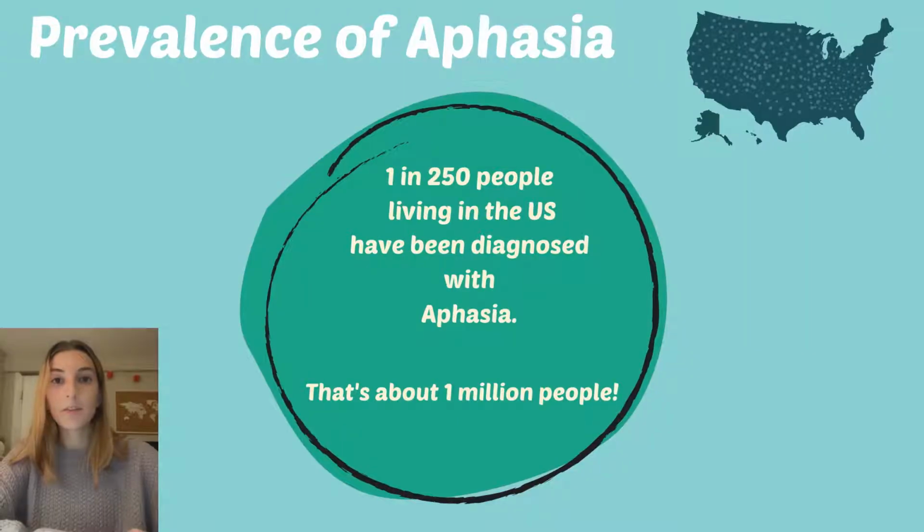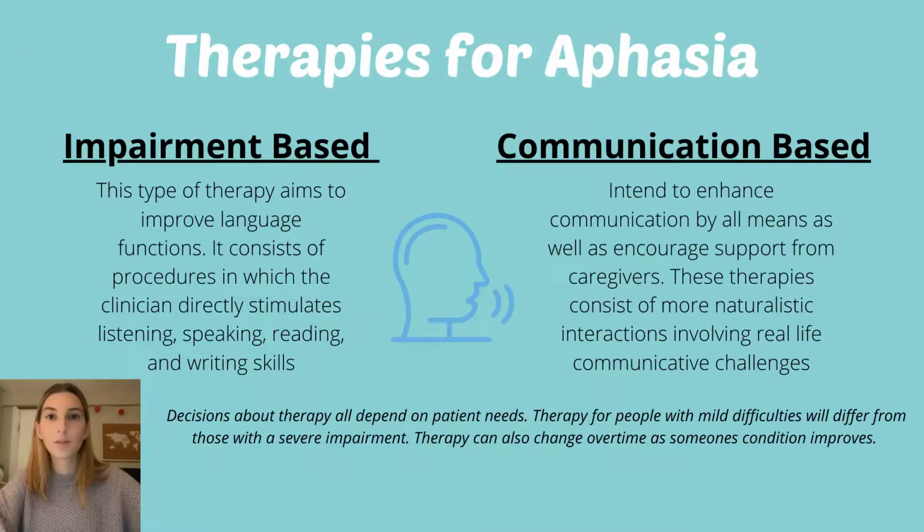Looking at the prevalence of aphasia, we know that 1 in 250 people in the United States have been diagnosed with aphasia. This accumulates to be about 1 million people. Therapy for those with aphasia may focus on the resulting impairments or on communication improvement. Therapy may also focus on both of these things.